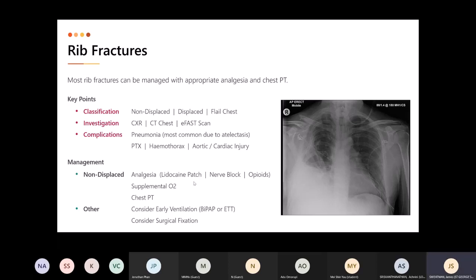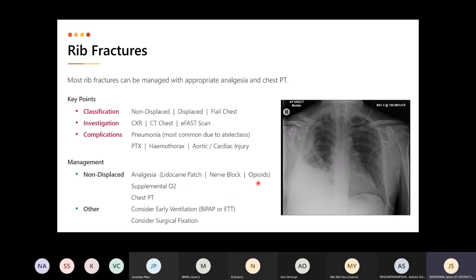The complications, the most common is pneumonia, because it's so painful that you don't take a full breath in. And you normally have atelectasis of the lower alveoli, so basal atelectasis, and that provides a breeding ground for bacteria, and you get pneumonia. If it's traumatic, you get pneumothorax, hemothorax, or aortic or cardiac injuries, very rarely aortic cardiac injuries. On this chest X-ray, you can see lots of rib fractures there, and you can see a nice fluid level there. So that's a fluid meniscus level. So this patient has got hemothorax.